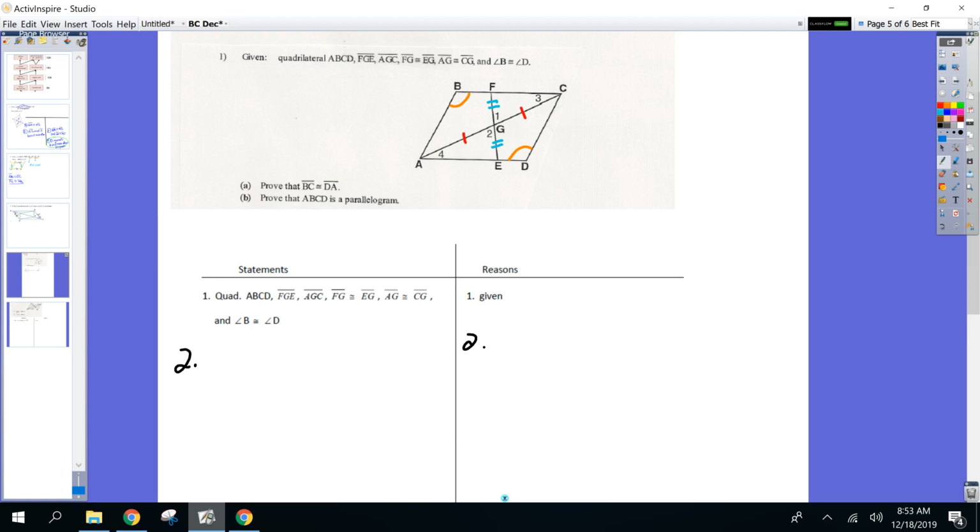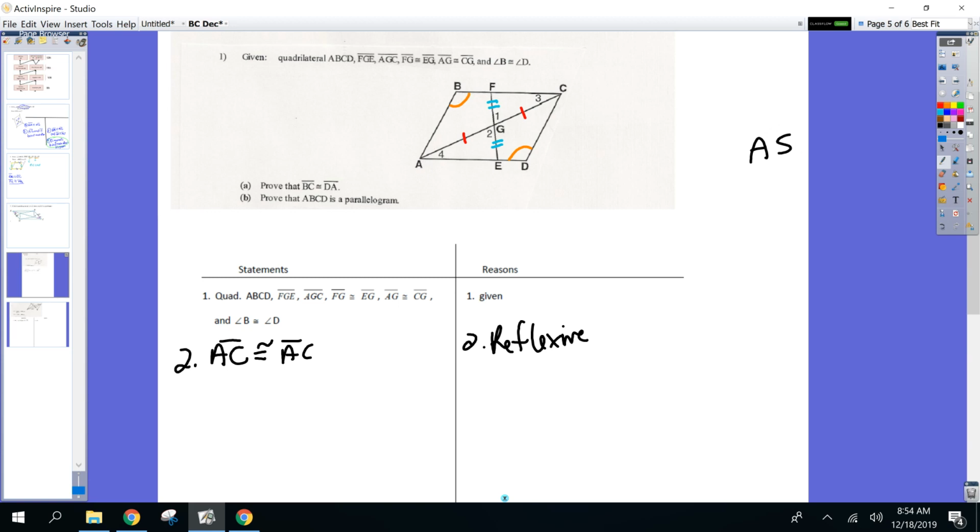I got B and D congruent. That gives me a pair of angles. I could also do what? Reflexive side. What's the reflexive side between the two? AC, all right. I don't want to forget about it. We talked about it. So let's pop that in. AC congruent to AC, everyone's favorite, reflexive.